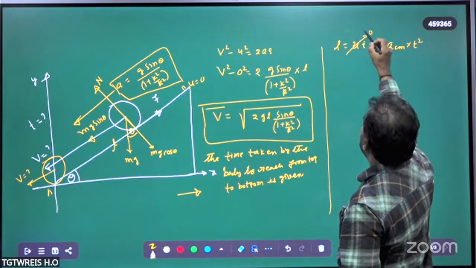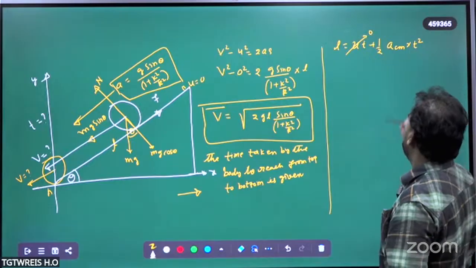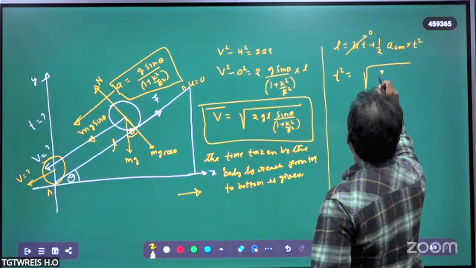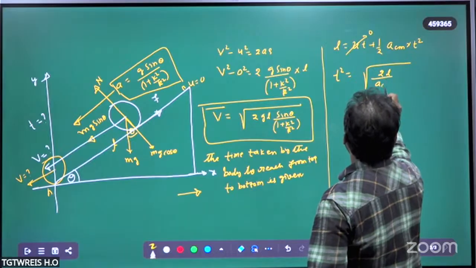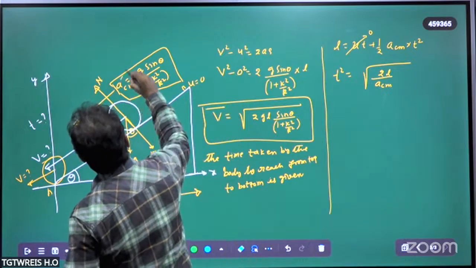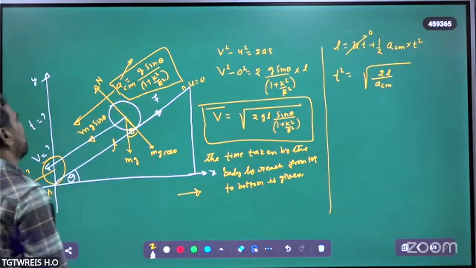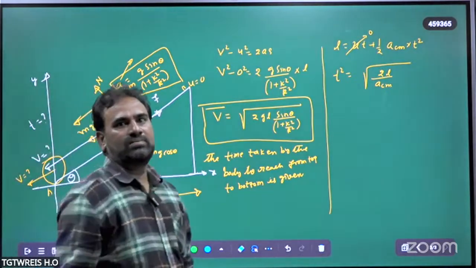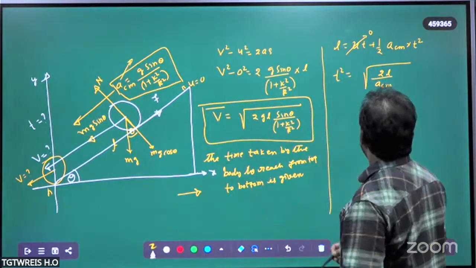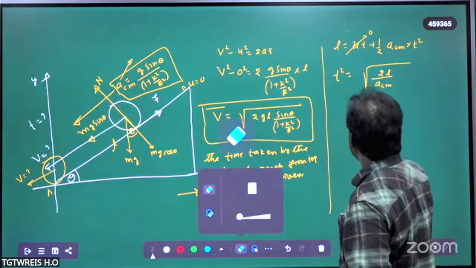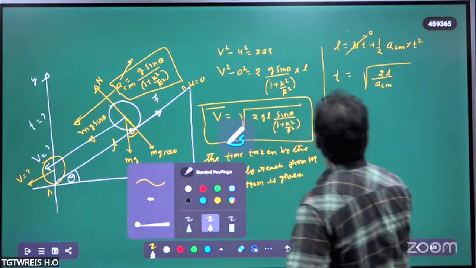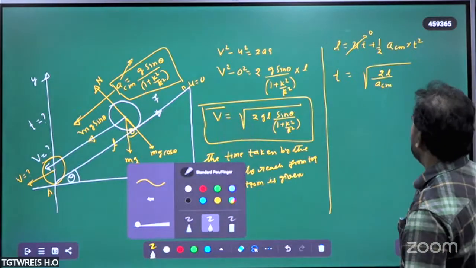But the initial velocity u would be 0 there. Therefore t square is equal to 2l upon ACM. But what is the value of ACM? The object is moving with an acceleration of center of mass ACM equal to g sin theta upon 1 plus k square upon r square, which we already know. Substitute that value here. This is t only, not t square, we already put the square on that side. Therefore t is equal to root over 2l upon ACM.